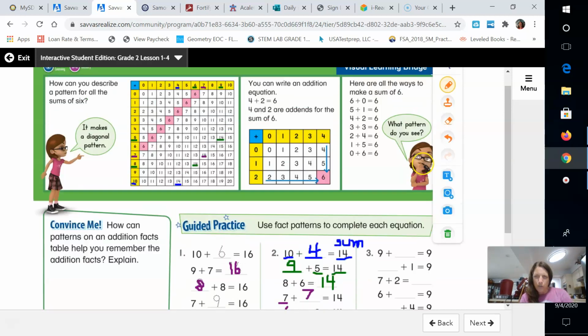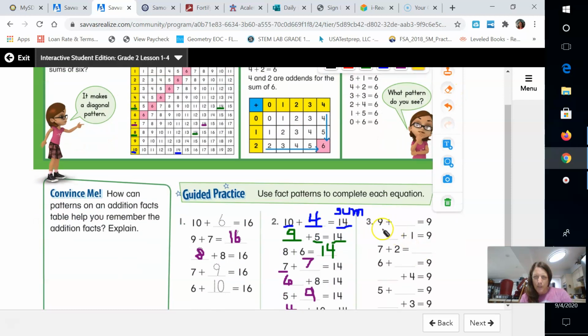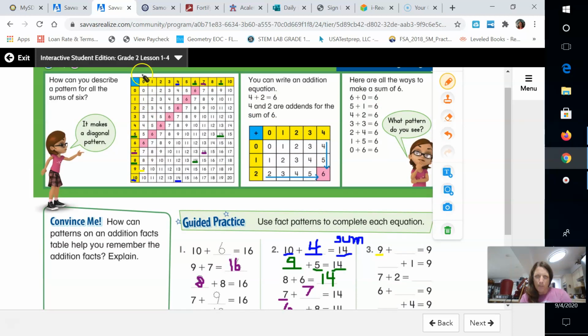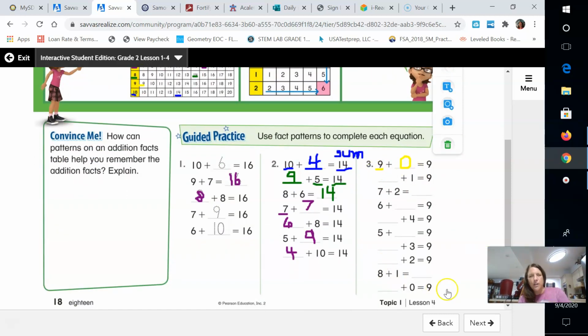I know this is a lot, but I think you can do this. What I want you to do is try this next one. I want you to find your first add-in. Okay, then I want you to find your sum. Oop, it's right there. And then I want you to go up and find your second addend. Okay? And then I want you to fill all of these in on this one all by yourself using your chart and using what you know about the number pattern. Okay?